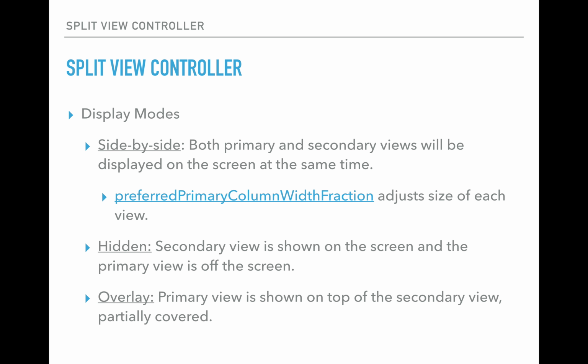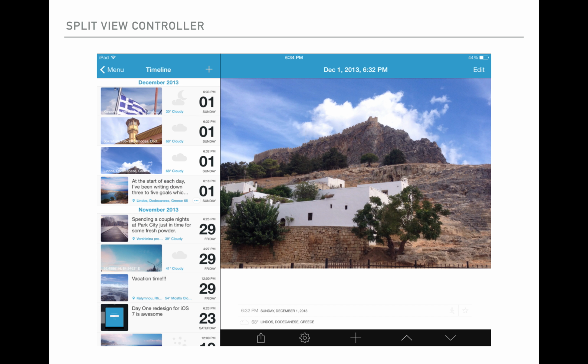This preferred primary column width fraction basically adjusts the size of each of the views. So you could potentially make the primary view controller bigger than the detail if that was some case that you had to handle in your application.